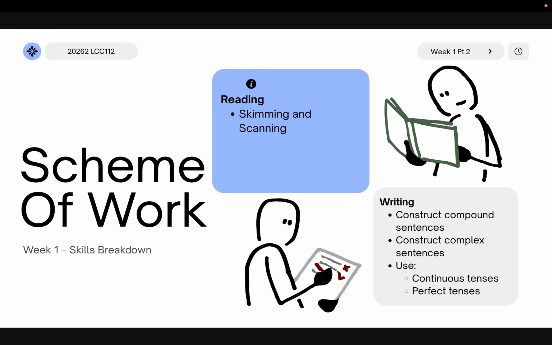Okay, so we will continue with this week's lecture for part 2, which will revolve around reading and writing. For reading, we will just focus on skimming and scanning, the difference between skimming and scanning. And for the writing part, we'll focus on the difference between compound and complex sentences, and the use of these two tenses in sentences, which are continuous tenses and perfect tenses.